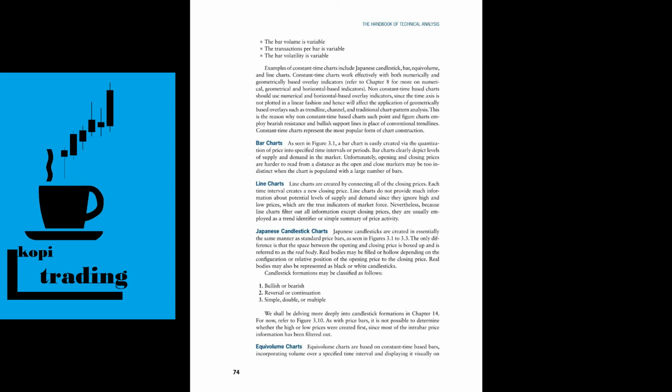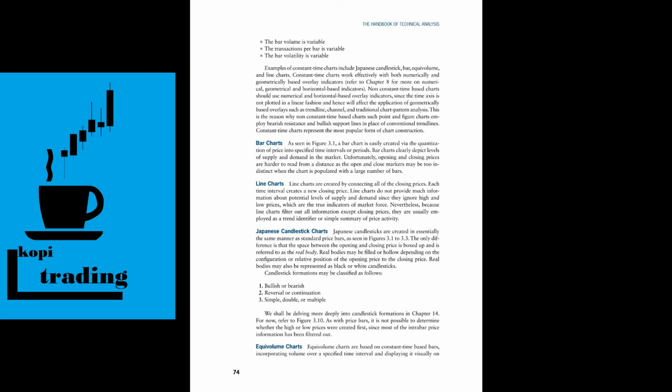Japanese candlestick charts. Japanese candlesticks are created in essentially the same manner as standard price bars. As seen in Figures 3.1 to 3.3, the only difference is that the space between the opening and closing price is boxed up and is referred to as the real body. Real bodies may be filled or hollow depending on the configuration or relative position of the opening price to the closing price. Real bodies may also be represented as black or white candlesticks.